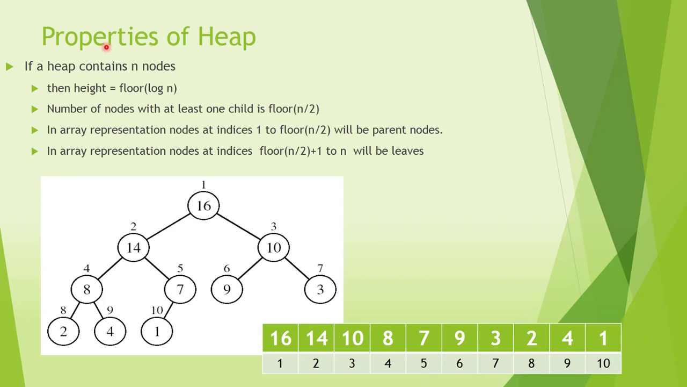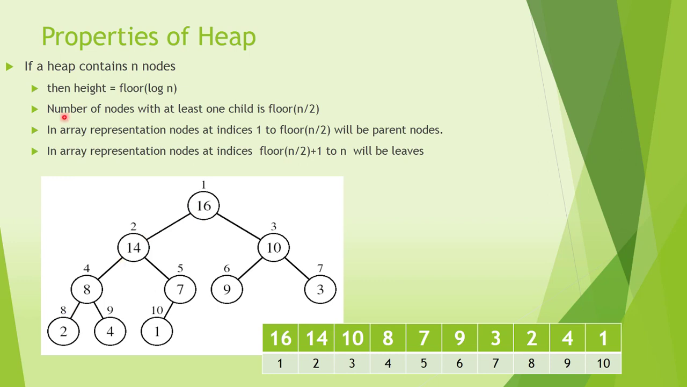So next we look into some properties of heap. If a heap contains n nodes, the height of that heap can be considered as floor of log n. Here we have 10 elements. Log 10 is 3 point something. Floor of 3 point something is 3. So the height of this tree is 3. We already know the definition of height.